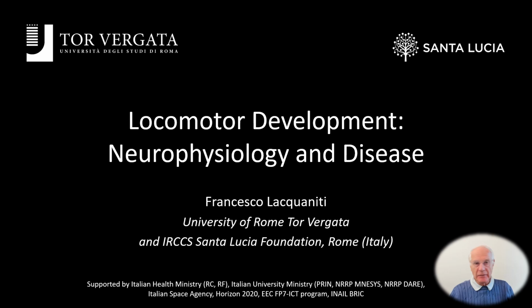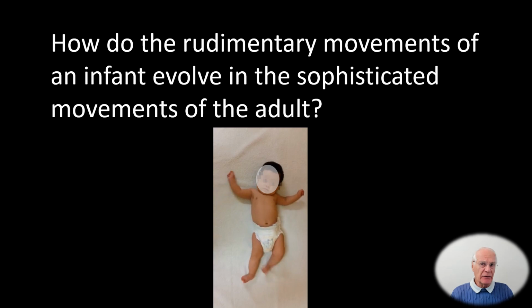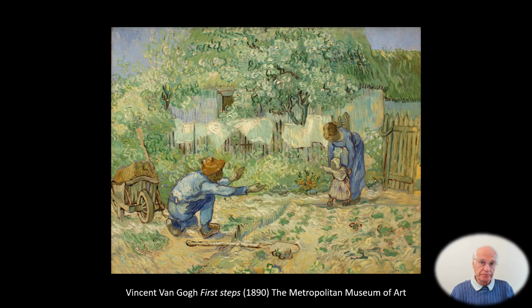How do the rudimentary movements of an infant evolve in the sophisticated movements of the adult? This question is in some sense a sort of holy grail in neuroscience. New motor skills are the most dramatic and observable changes in the first year of a child. Parents are always interested in the motor milestones of their babies. They want to know when their child will sit up, or crawl, or walk.